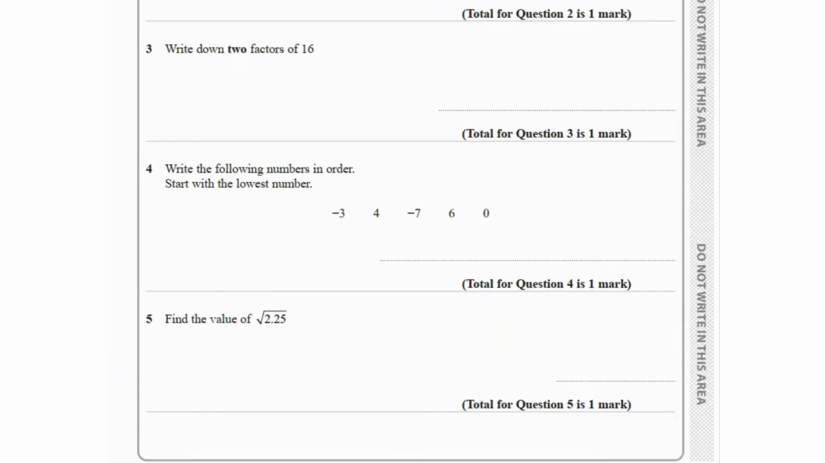Write down two factors of 16. You can pick any two factors. You can write 4, you can write 8, you can write 2, 1, or 16. Any two of these factors will be correct.